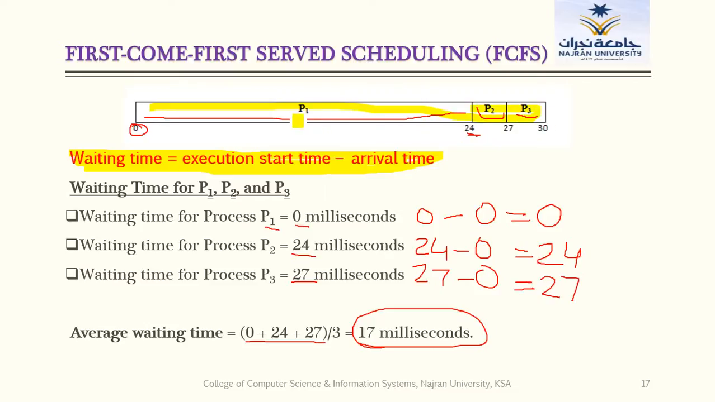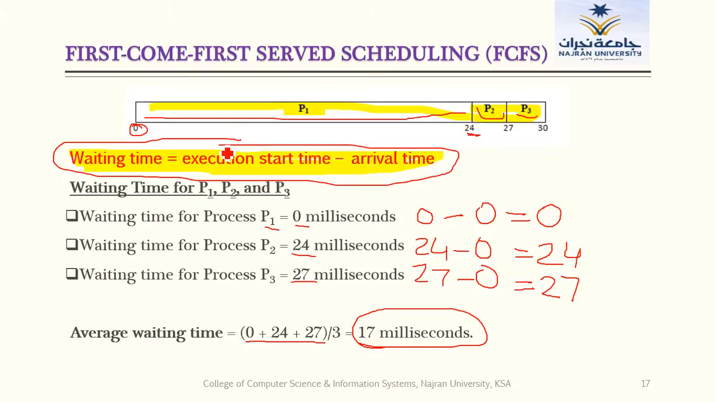Here see, P1 is only one time, P2 is only one time, P3 is only one time. So whenever we have more than one instance, then I will explain how you can calculate waiting time for each instance. But for one instance, this is the formula, that waiting time is equal to execution start time minus arrival time.